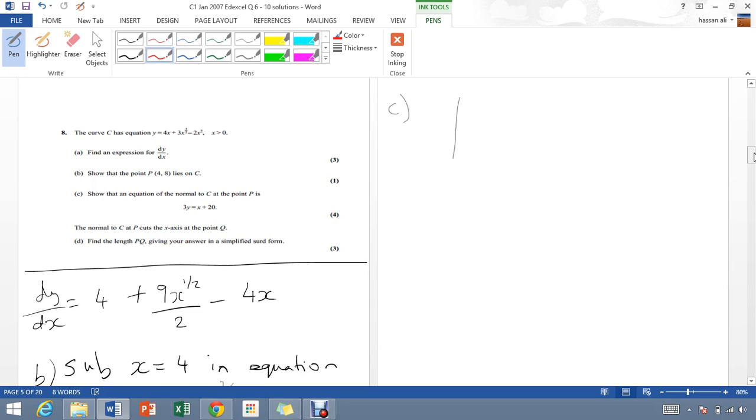So 4x will give you 4, plus 9x to the power of a half. Remember, we're just multiplying by the indices. So 3 over 2 times 3 will give you 9 over 2. You're taking away 1 from 3 over 2, which will give you a half, and then 2 times 2 is 4, so it just gives you minus 4x.